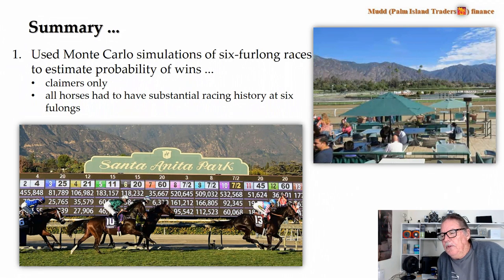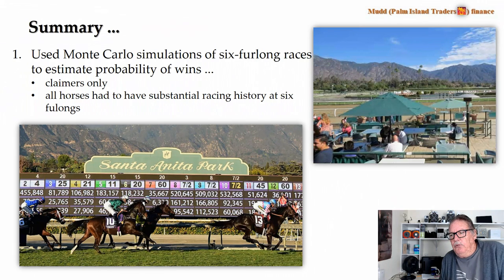You may not know what this means, but the kind of horse that we bet on were only claimers. A claimer is a well-established horse with a racing history. For the races, we had to have enough of a track record for every horse in the race to be able to do the Monte Carlo simulation. So we didn't bet on maiden races, for example, where the horses in the race have never won a race.